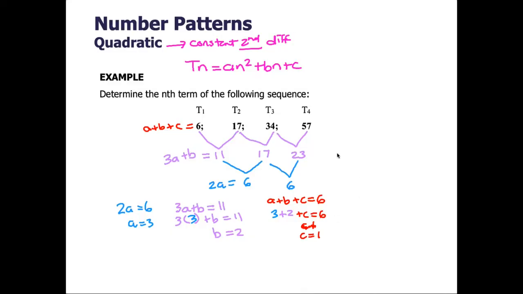And then we write out our formula. Tn is an squared plus bn plus c. And so that is 3n squared plus 2n plus 1. And that is how we will deal with a quadratic pattern when we are given a numerical example. So an example like this where we have all the numbers. Okay. Any questions you've got on this example from page 2?